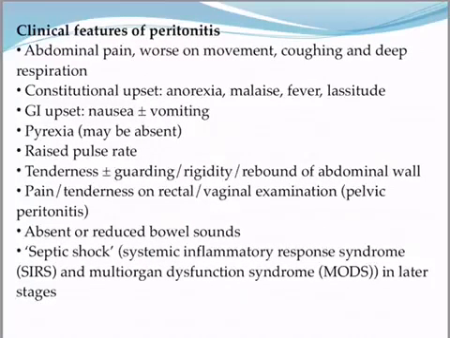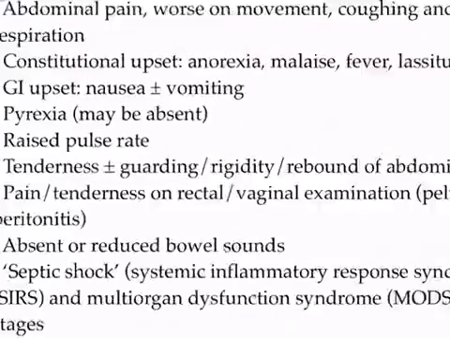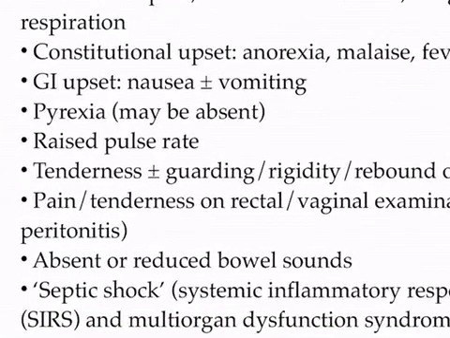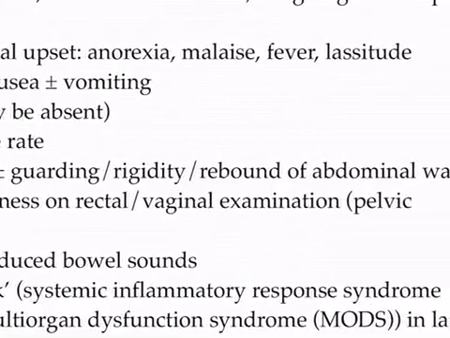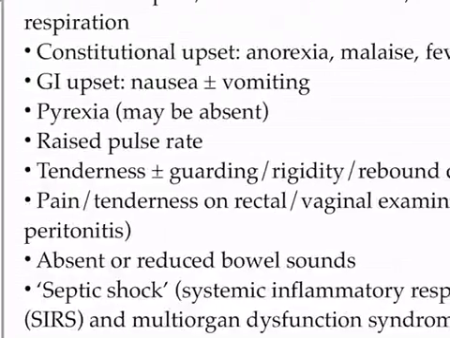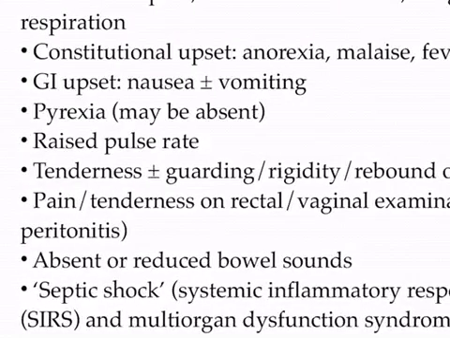Clinical features of peritonitis in general, whether localized or generalized: abdominal pain, which is usually worse. These are features of peritoneal pain, bacterial or other types of peritonitis. Abdominal pain is usually worse on movement, coughing or deep respiration. So the patient tries to keep his breathing to the chest, making thoracic respiration rather than abdominal respiration, so we call it a silent abdomen. On inspection, the abdomen does not move with respiration, called silent abdomen.